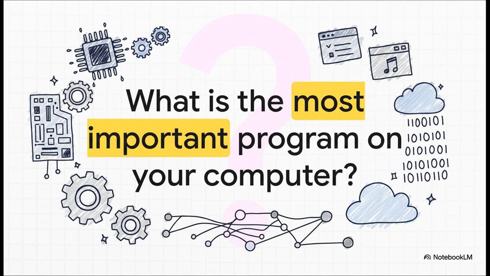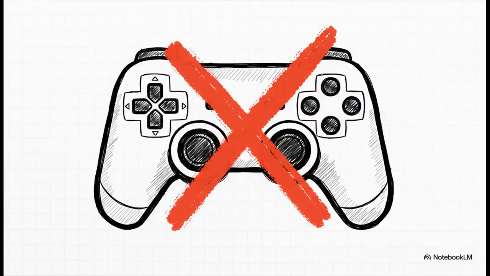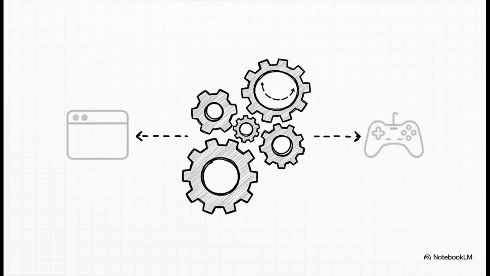So, let me just ask you this. What do you think is the most critical program running on your computer at this very moment? Is it your web browser? Nope, not by a long shot. Okay, what about that game you pour hours and hours into? Good guess, but that's not it either. The real answer? It's the invisible engine that's running the entire show from behind the scenes. We are, of course, talking about the operating system.